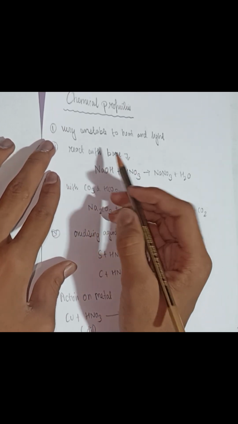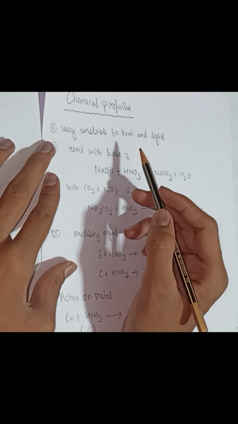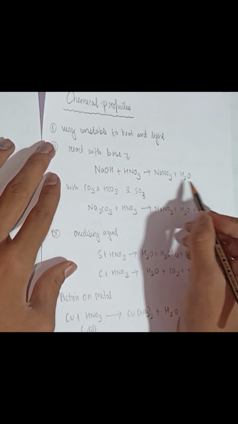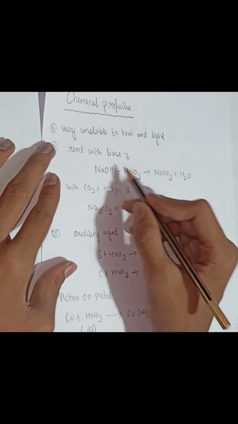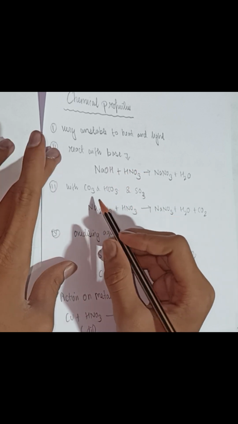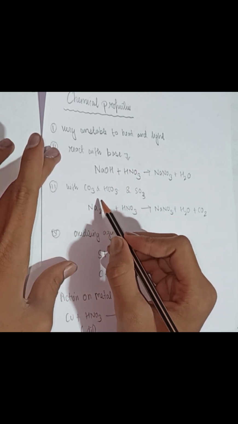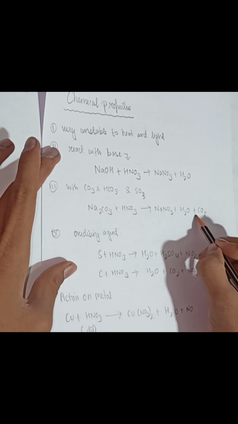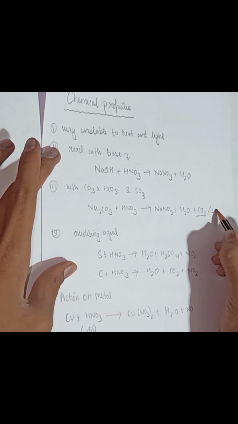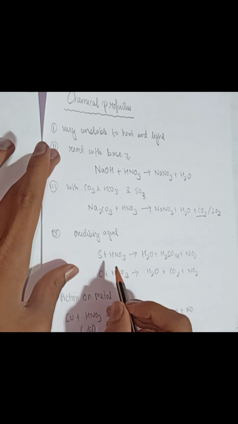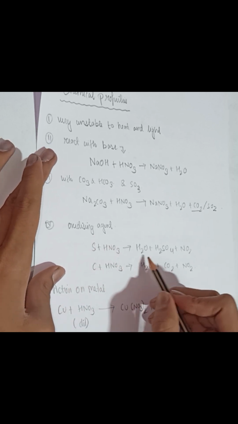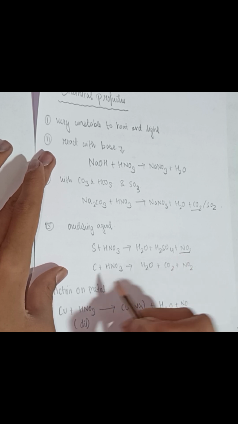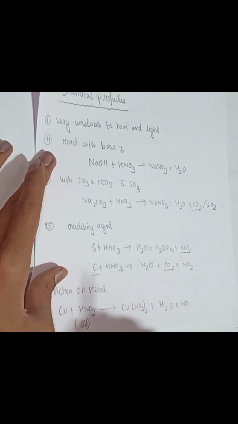Chemical properties of HNO3. HNO3 is very unstable to heat and decomposes at room temperature. It reacts with bases to form salt and water. Simple reaction: acid plus base gives salt plus water. It reacts with salts of carbonates and bicarbonates, sulfites and bisulfites to form CO2 and SO2. It is also used as an oxidizing agent: it oxidizes sulfur to sulfur dioxide and carbon to CO2.